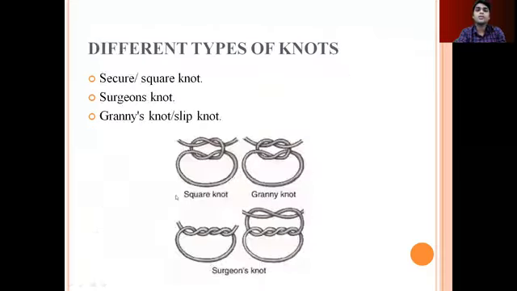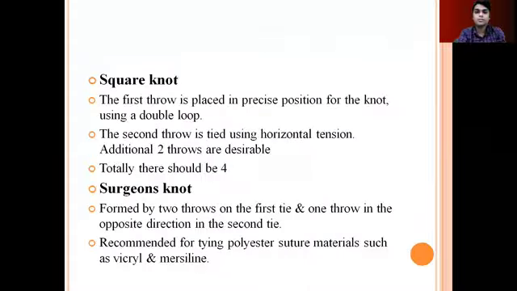Different types of knots are the secure or square knot, surgeon's knot, granny's knot, or slip knot. Square knot: the first throw is placed in precise position for the knot using a double loop. The second throw is tied using horizontal tension. Additional 2 throws are desirable in this step. So there are in total 4 steps, 4 throws.